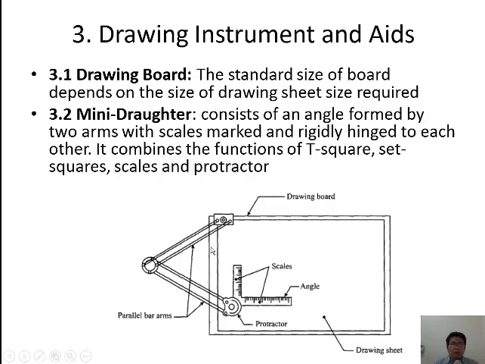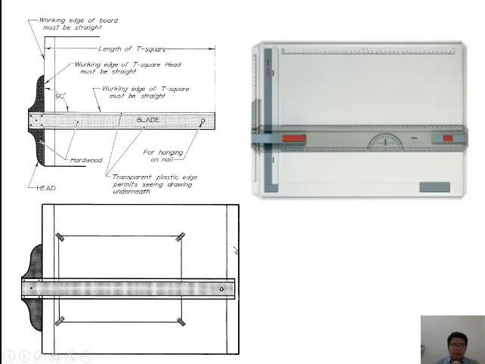We have another one we call a mini drafter. It consists of only one very long ruler. It can move only up and down like this, so we mount our A4 paper, or whatever size of paper, and we can move up and down. The advantage is that it is very simple, and we can carry it around.